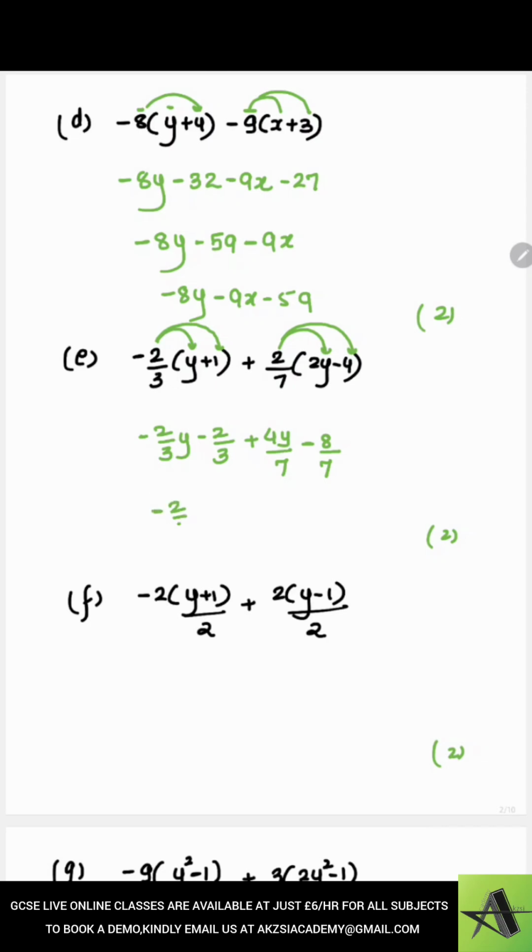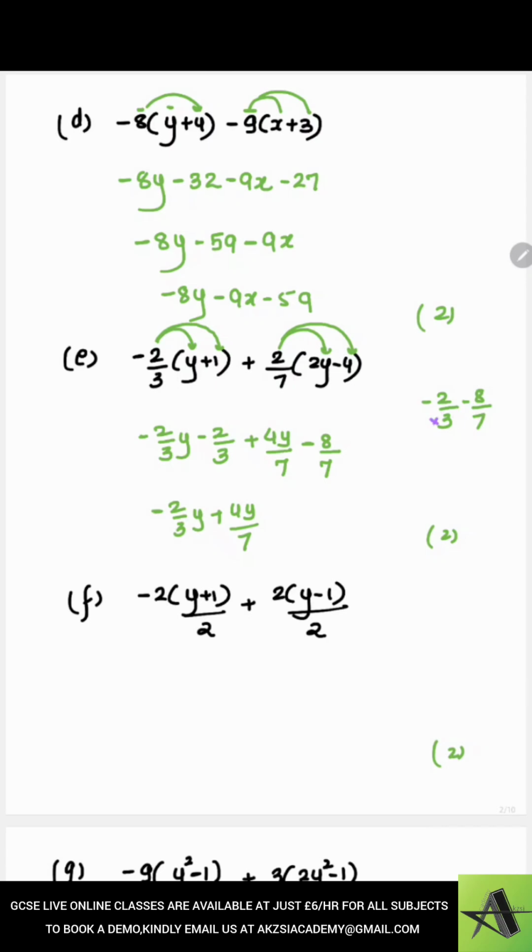Minus 2 over 3 y remains as it is. Plus 4y over 7 remains as it is. And now I have to simplify minus 2 over 3 and minus 8 over 7. Obviously, their denominators are different. One is 7, one is 3. So we have to find a common denominator, and that we can do by finding their LCM. This is how we can add or subtract any fractions. So for minus 2 over 3 minus 8 over 7, their LCM is 21.